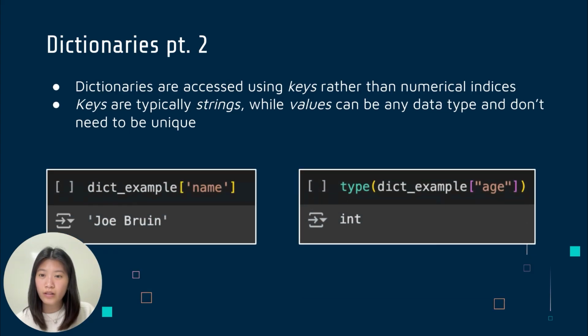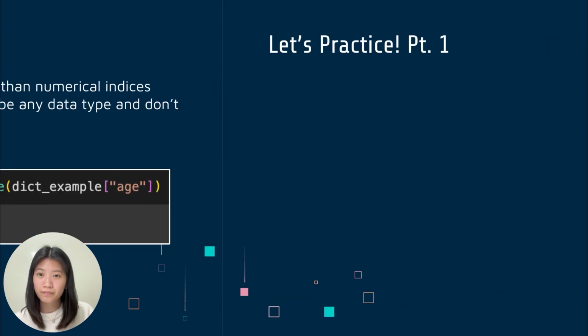So as an example, on the left-hand side, we're trying to subset dict_example, and we want to access the value with the key name. And we know that the corresponding value to the key name is going to be the string Joe Bruin. And the same rules apply for the return type of the values in a dictionary. So for example, if we wanted to access the value at the key age in dict_example, it's going to give us 100, and that's going to be a type int. And it's no longer going to be a dictionary anymore.